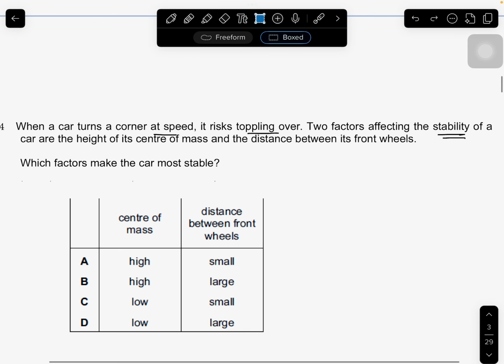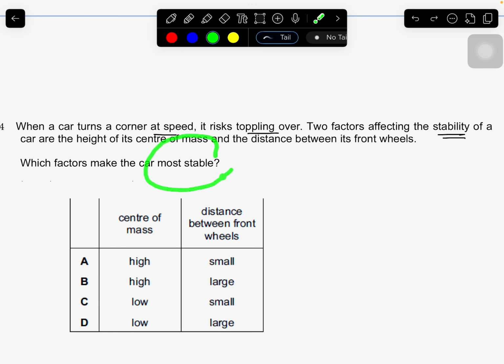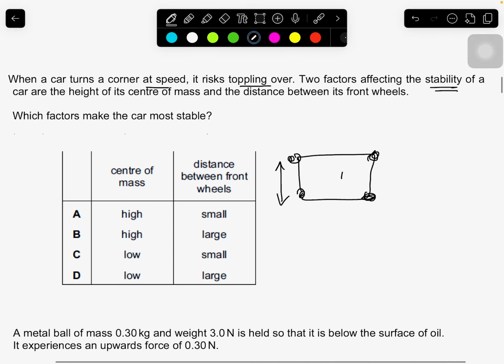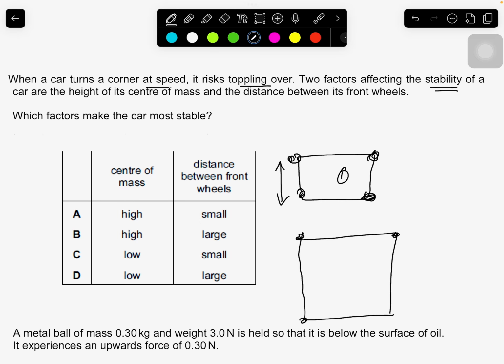Okay, now let's look at the question. What factors make the car the most stable? Center of mass has to be low, and distance between front wheels. So basically, if this is the wheel, this is the wheel, this is the car, the more the distance is between the front wheels, the wider the base is. Let's say that's your first example. Your second example is this. If there's more distance between the front wheels, the base is wider. So we want more distance between the front wheels. So it's going to be D. That's why your F1 cars are so low, right? Because they want the center of mass to be closer to the ground.